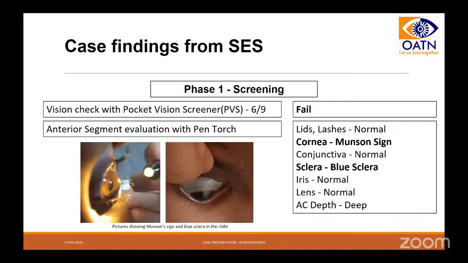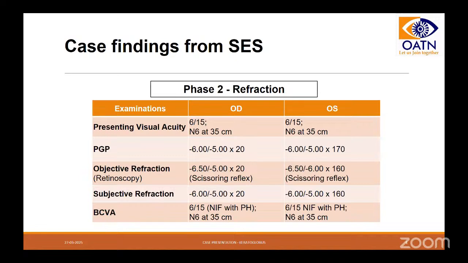Firstly, our school-age screening protocol has 3 phases: phase 1, 2, and 3. In phase 1, a vision check was done with a pocket vision screener, measuring visual acuity of 6/9. The child failed to read the PVS. Then the anterior segment evaluation was done with a torchlight. Cornea showed a Munson sign and sclera showed a bluish sclera. All others were normal. The child was referred to phase 2 for further evaluation.